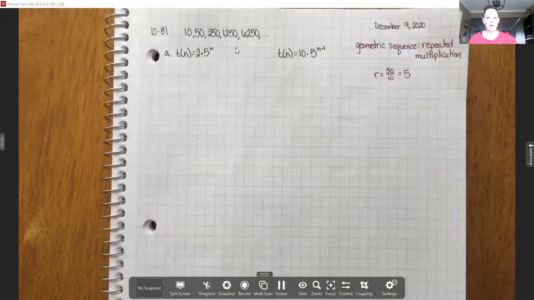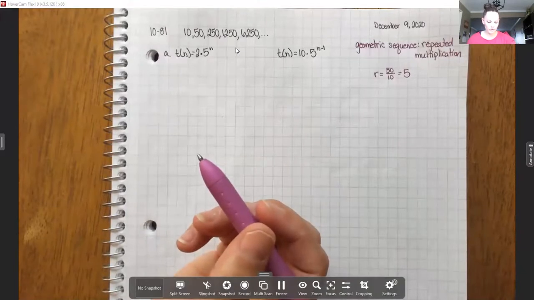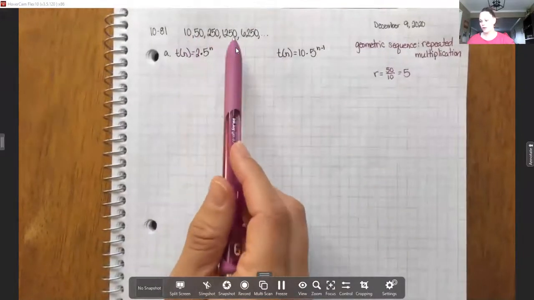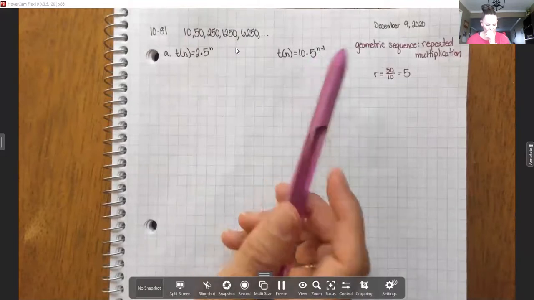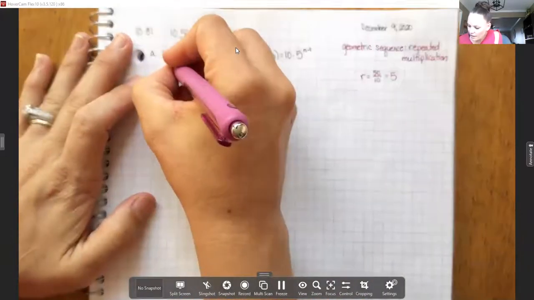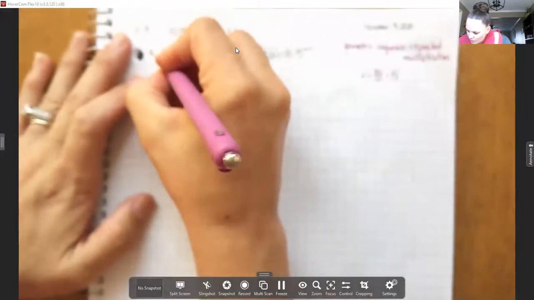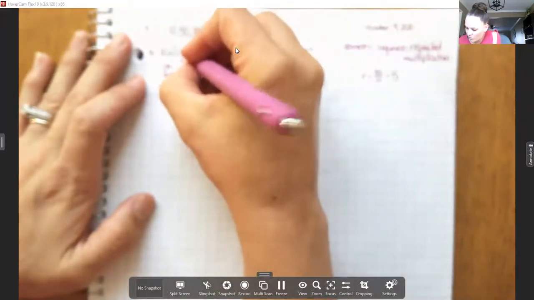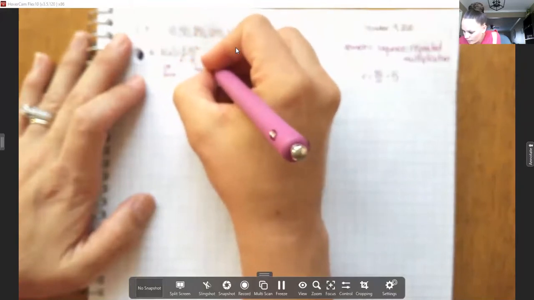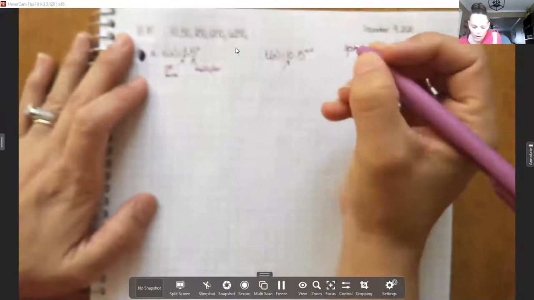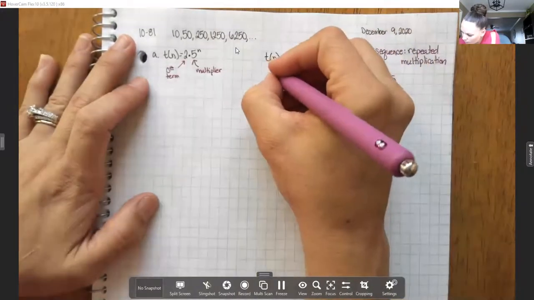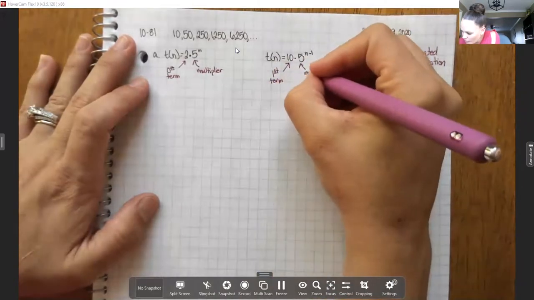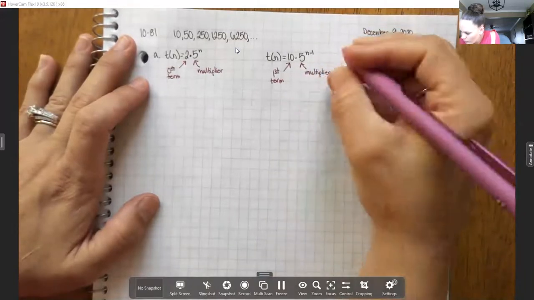So we want to know what equation's correct. We could do a couple of different things. We can plug in the terms, plug in 1, plug in 2, plug in 3 for n in both of these. But here, this 2 would be the 0th term if we work backwards and divide. And 5 is our multiplier. Where here, 10 is our first term. And 5 is also our multiplier, or R.